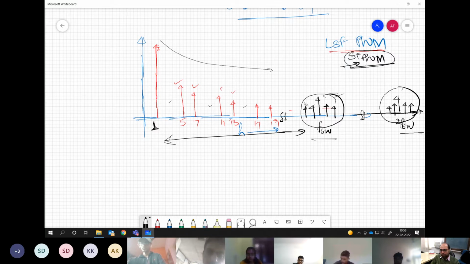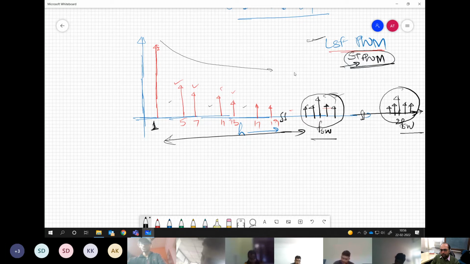So the difference between the two spectrums would look like this. One spectrum is continuous, which is low switching frequency. Another spectrum is kind of discrete. It has the fundamental, then a switching frequency band at or around the switching frequency, then double the switching frequency, 3 times the switching frequency, and so on. It will keep going.